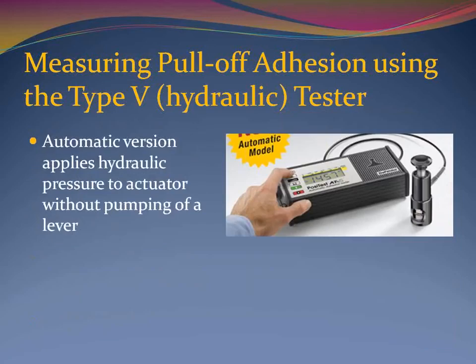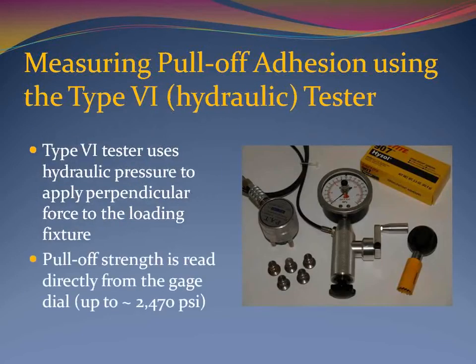An automatic version of the Type 5 adhesion tester eliminates the need for pumping a lever to apply the hydraulic load to the fixture. This is done automatically. The Type 6 adhesion tester is self-aligning and uses hydraulic pressure to slowly and constantly increase the perpendicular pull on an attached loading fixture. This pull-off strength is read directly from the gauge in pounds per square inch or megapascals. The testing head shown in the slide has a pressure capacity of 17 MPa, which is approximately 2,470 psi.